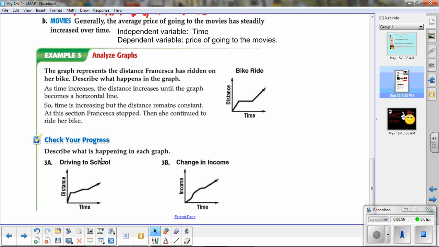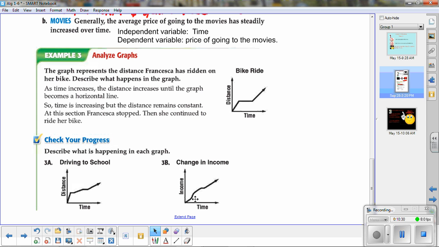Looking down at this example here, driving to school, we have time along the bottom, distance on the side. As time went on, in the very beginning, it looks like they were driving really fast because they got a far distance in a short amount of time. And then it looks like there were two points where they stopped briefly. And the rest of the time they drove at maybe the speed limit instead of speeding like they did in this first part.